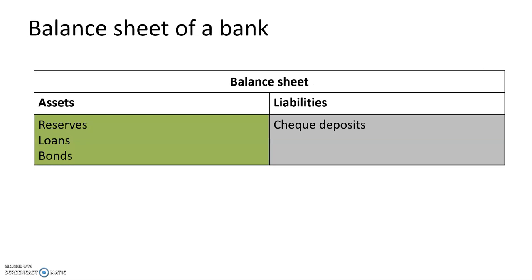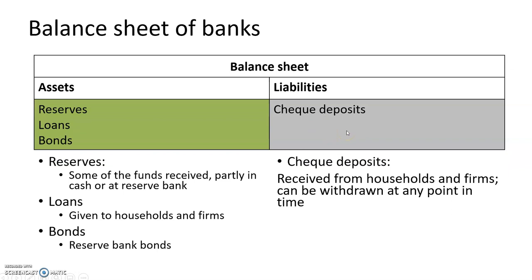So let's look at the balance sheet of a bank. For the assets, we have reserves, loans and bonds, and for the liabilities we have check deposits. So let's look at the liabilities, which is check deposits. Banks receive funds from people and firms who deposit funds. At any point in time, people and firms can withdraw the full amount of the account balances. The liabilities of banks are therefore equal to the value of these deposits.